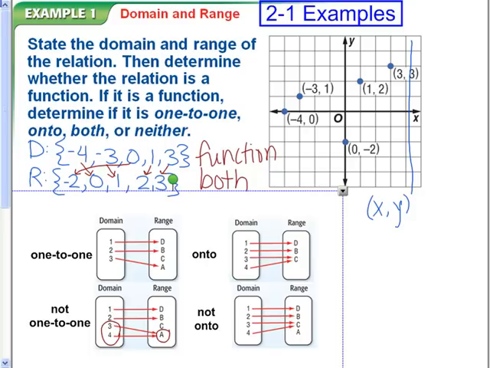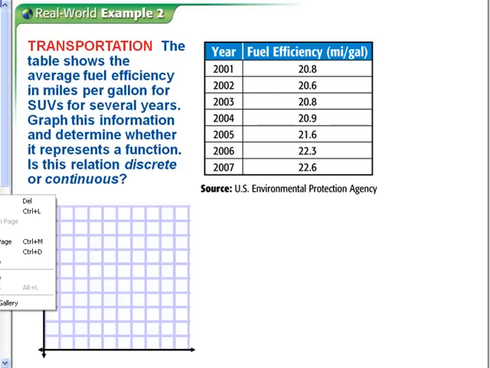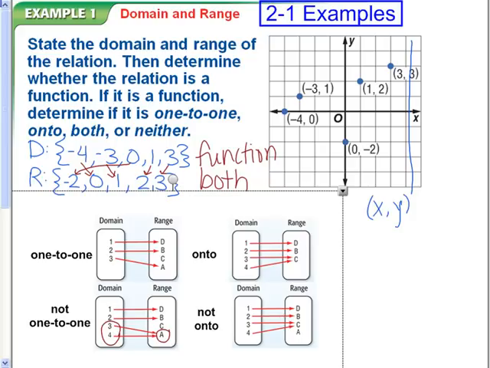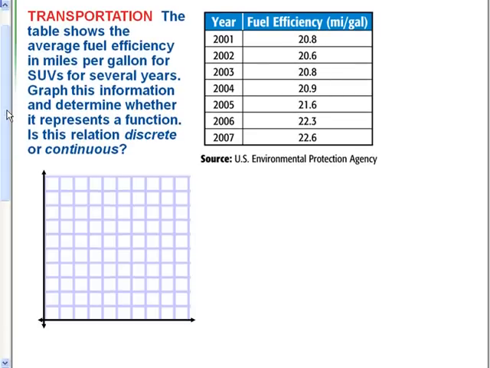Alright, next example. We're going to be looking at some data and deciding if it is a discrete or continuous graph, and whether or not it is a function. So we're going to start by plotting these points. The years will go on our x-axis. The fuel efficiency will go on our y-axis. So go ahead and make an x-y axis.